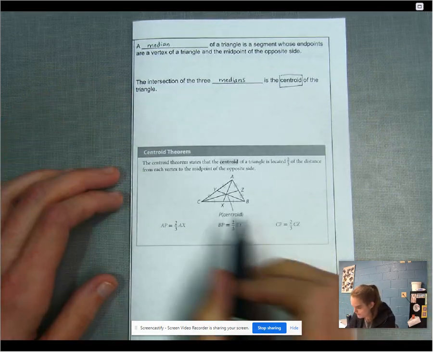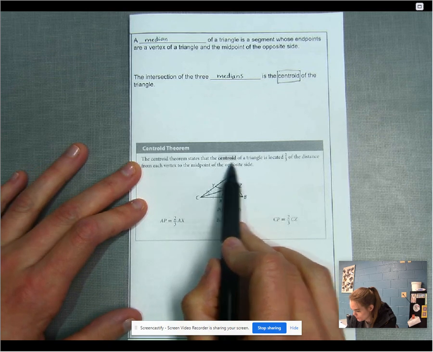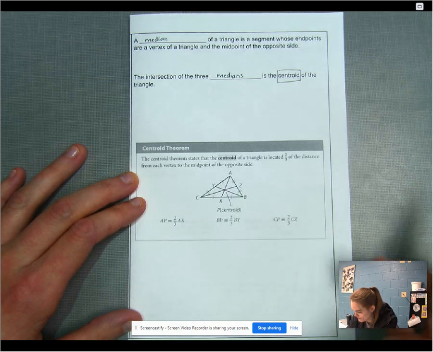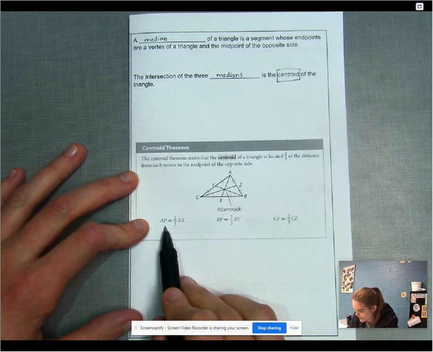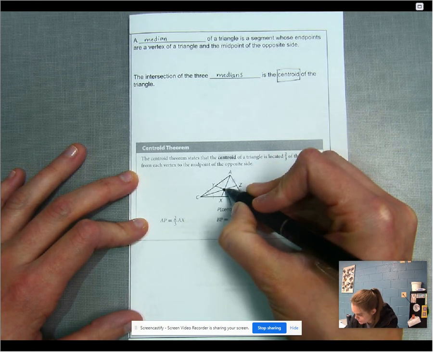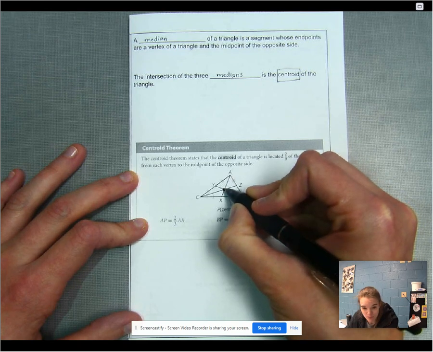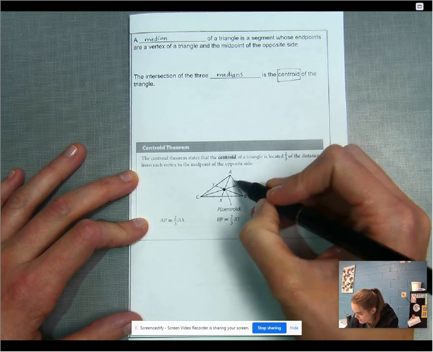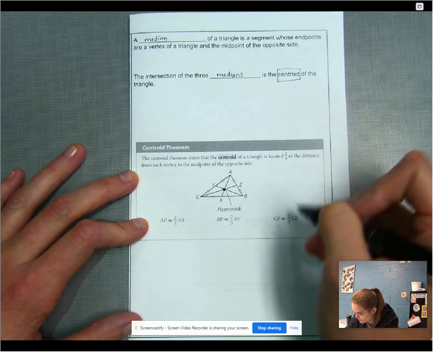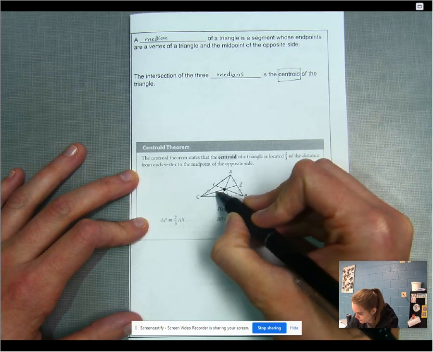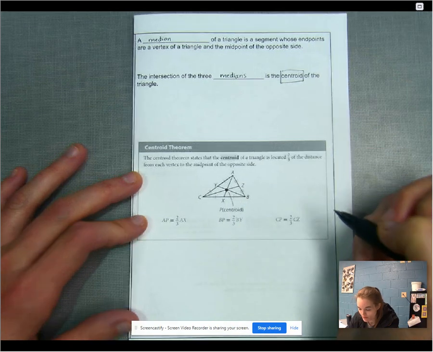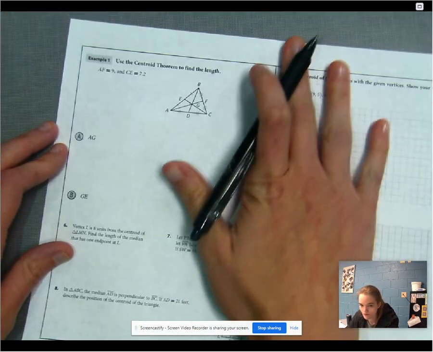And here's the theorem. The centroid theorem states that the centroid of a triangle is located 2/3 of the distance from each vertex to the midpoint of the opposite side. So AP, here's P right here, AP is 2/3 of the whole piece, which by the way means PX is 1/3. BP, this piece, is 2/3 of the whole thing, BY. And CP, this piece, is 2/3 of the whole thing. So 2/3, 1/3. The piece from the vertex is the larger piece. Let's open it up and use it.